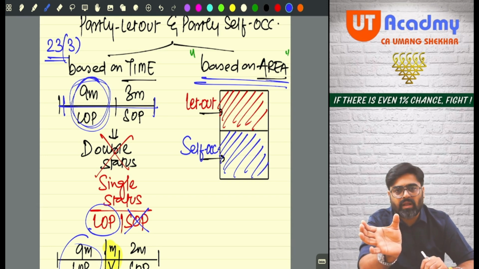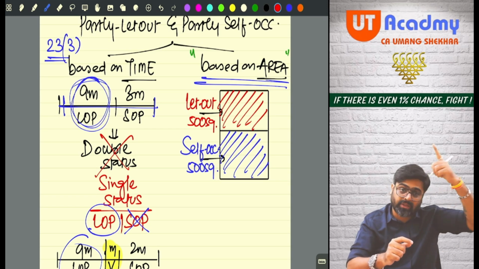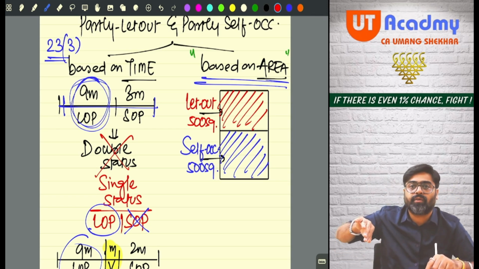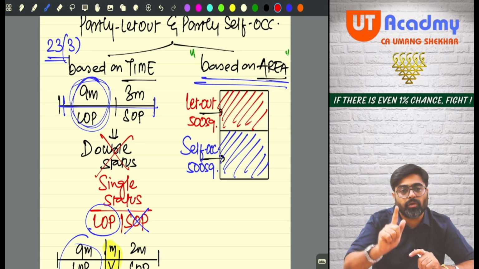For example, the self-occupied portion is 500 square feet. Then the let out portion is also 500 square feet. That means the entire house is 1000 square feet. Out of that, 500 square feet is what? Let out, and 500 square feet is self-occupied. Possible or not possible?